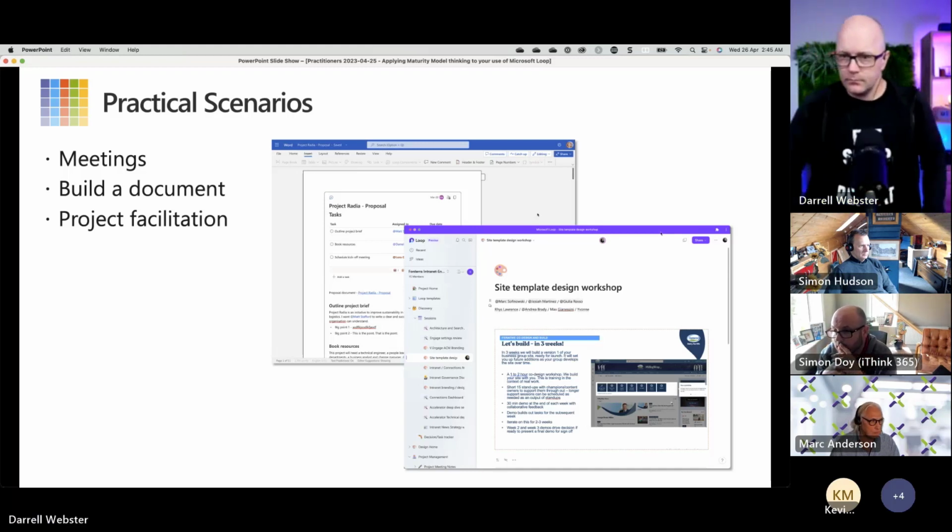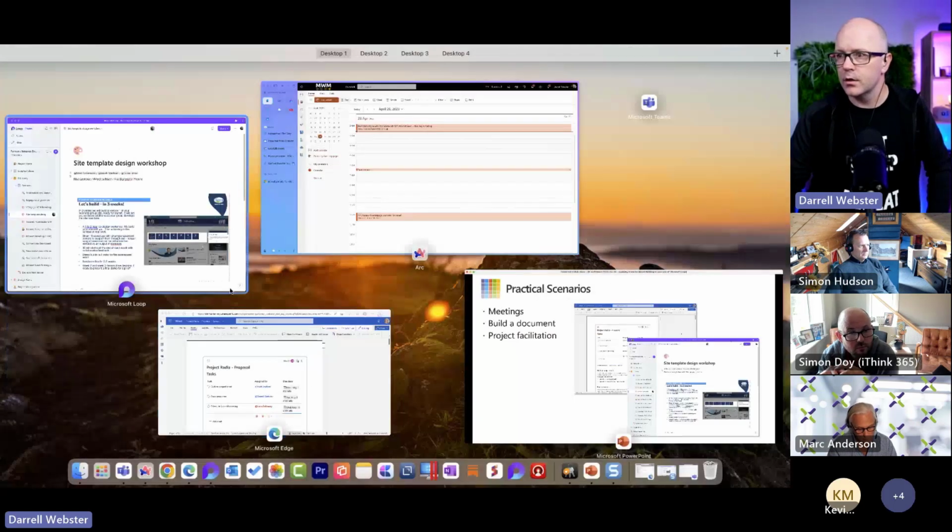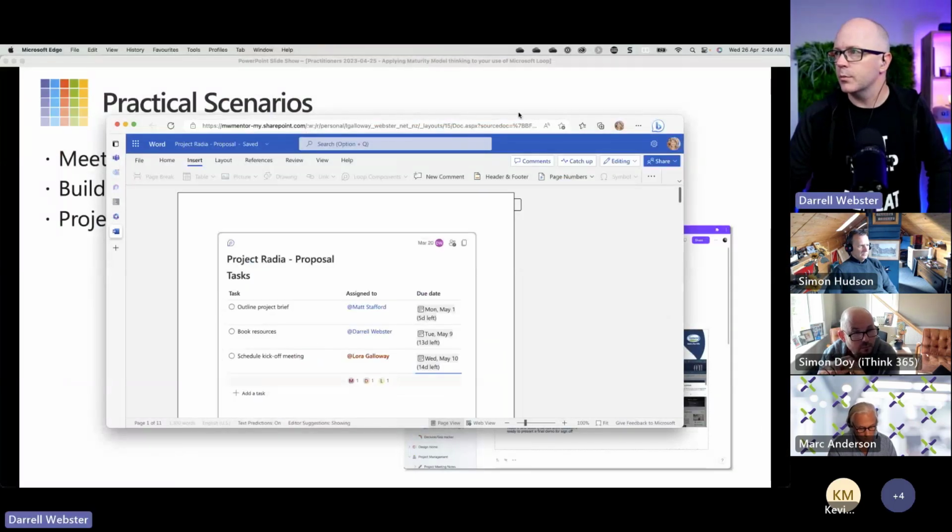So I also wanted to talk a little about a couple of other scenarios, and I guess this is the fortunate place where I'll just very quickly, because I want to keep it open to conversation, look at some examples of how we've been using Loop. And you've seen the meeting scenario, so that's cool. How do we build a document? I've got a screenshot there, but I've also got somewhere under here the actual document.